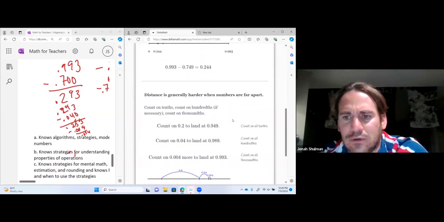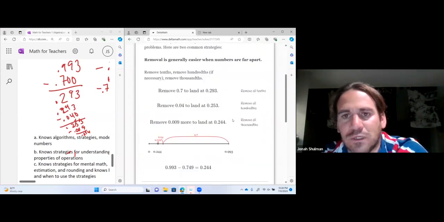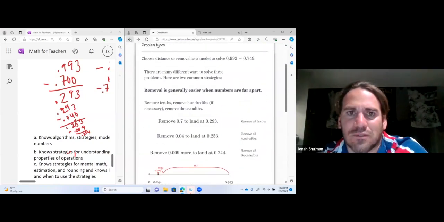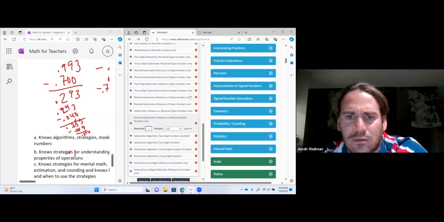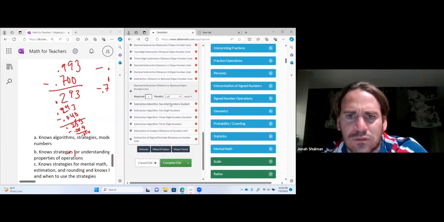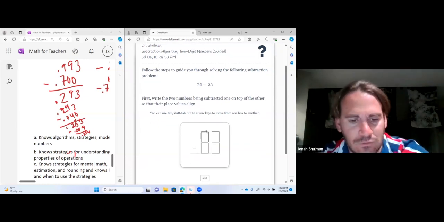Yay. Oh, and here's the if you wanted to go the distance way. You have both choices available to you, but I did the distance twice before, so I was like, might as well show the other one. All right, so here we go. 2-digit numbers, guided. Nice, easy one. So 74. So here's the other way to do it, 25.